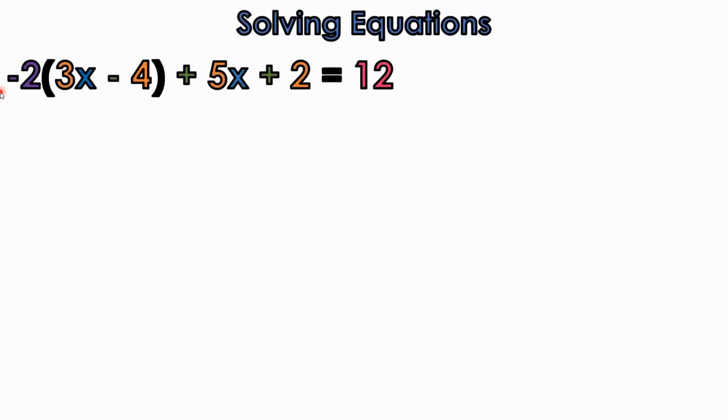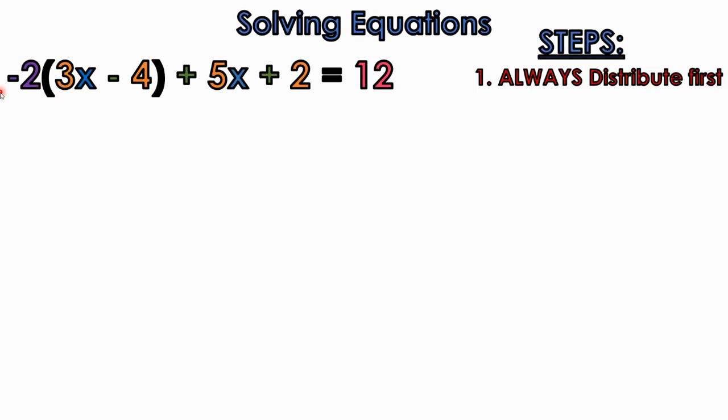So here we've got negative 2 times 3x minus 4 plus 5x plus 2 equals 12. So now the equations are starting to get bigger. So always, first step is distribute. So if you got any parentheses in your equation, clear the parentheses first.